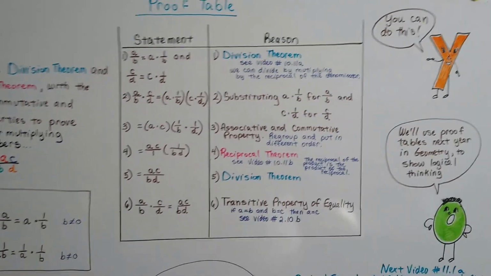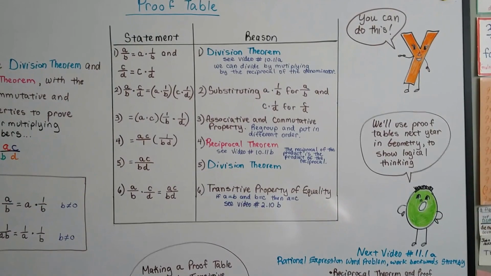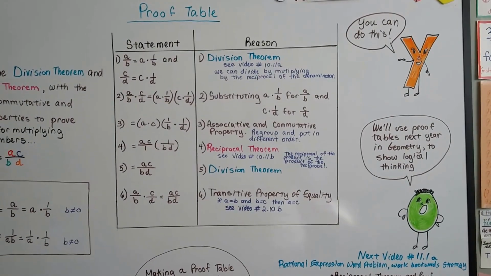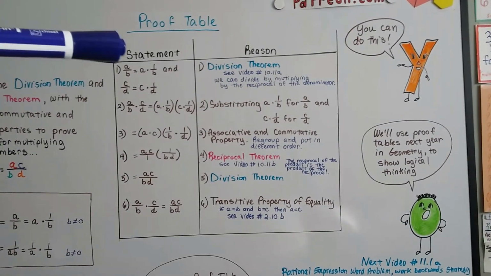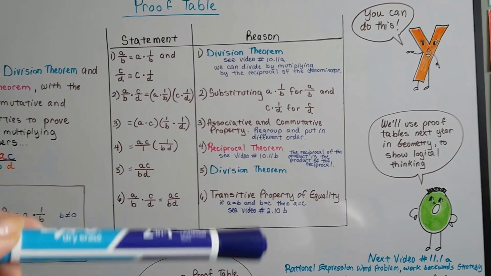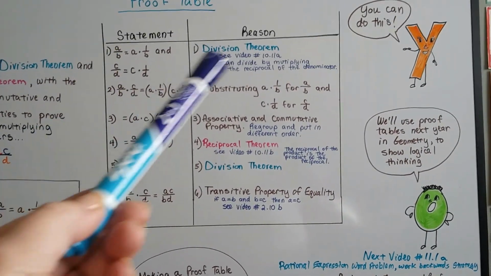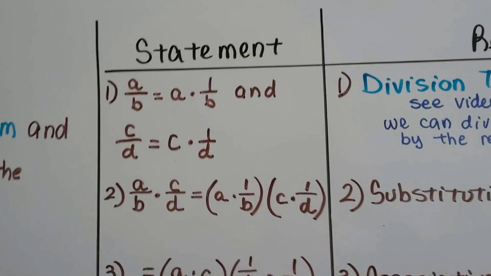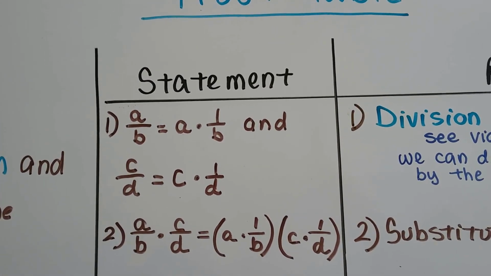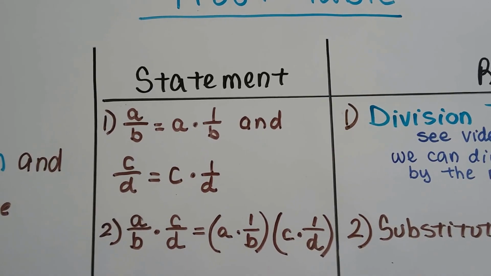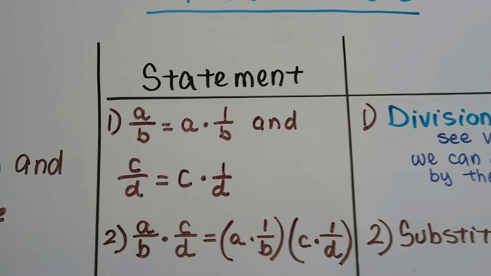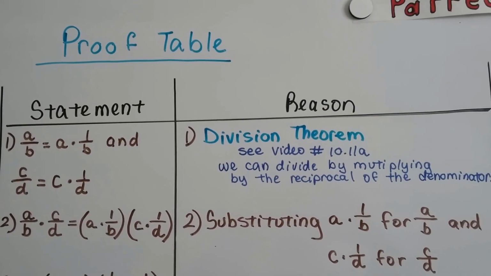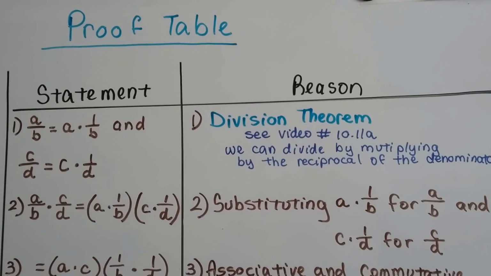A proof table is used in geometry, which you're going to do next year after Algebra 1. It teaches you logical thinking and step-by-step logical thinking. So in a proof table, you've got statements on this side and reasons on this side. And for every statement you make, you give your reason. Okay? So our statement is, if we have a over b equal to a times 1 over b, and c over d is equal to c times 1 over d, that is the division theorem. That says that we can divide by multiplying by the reciprocal of the denominator.